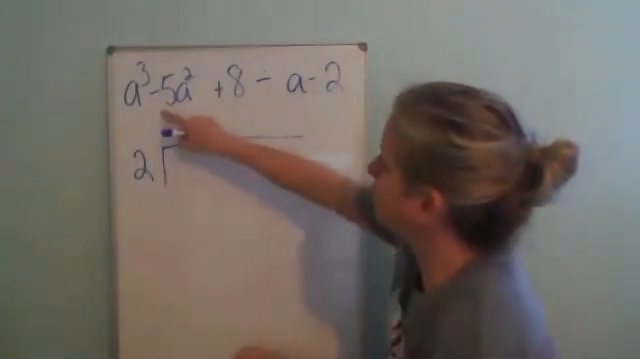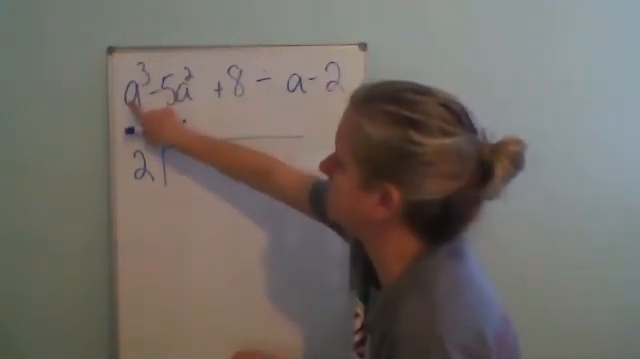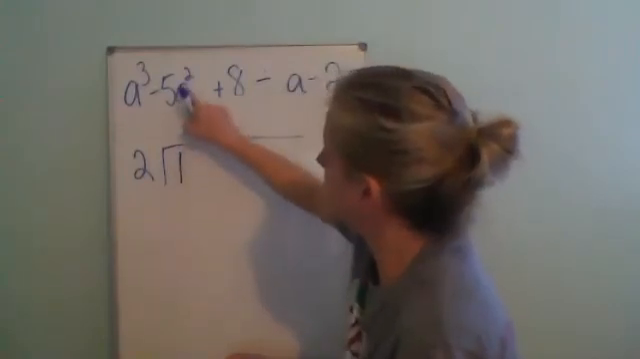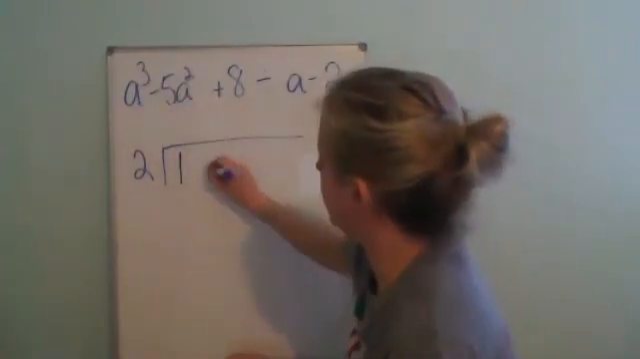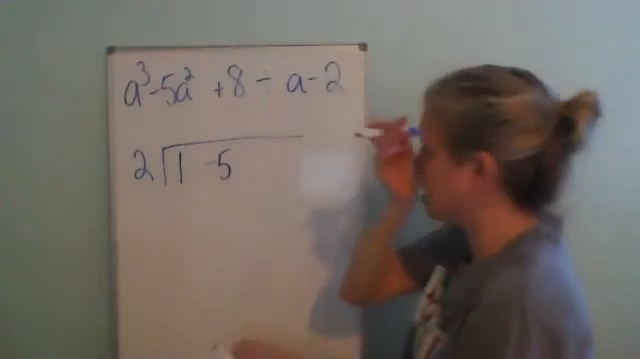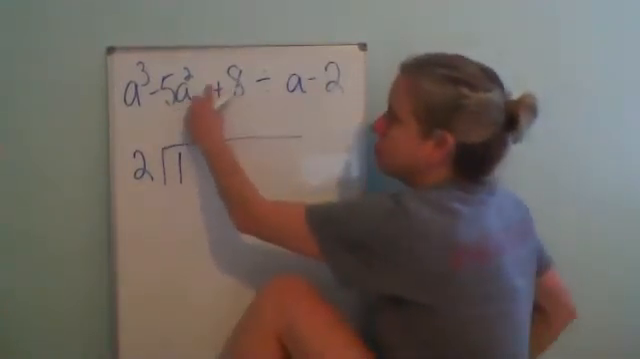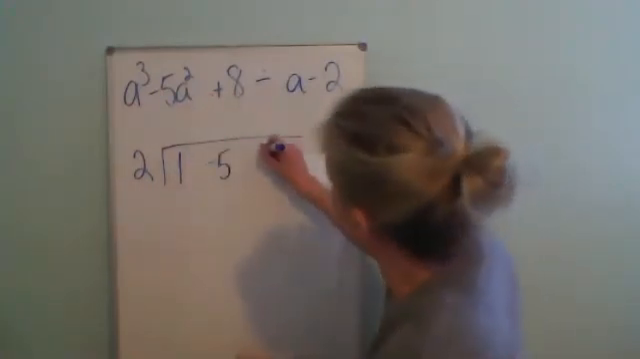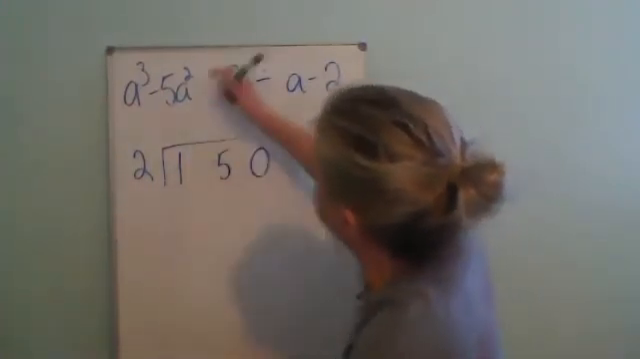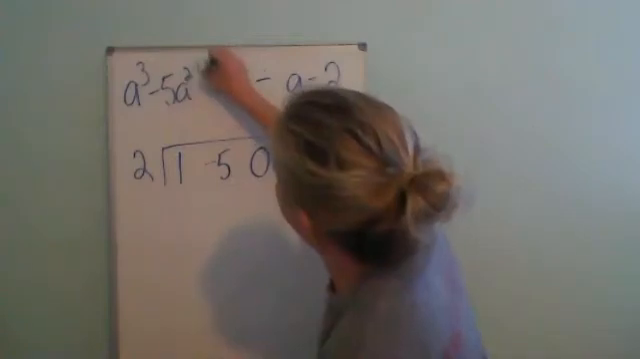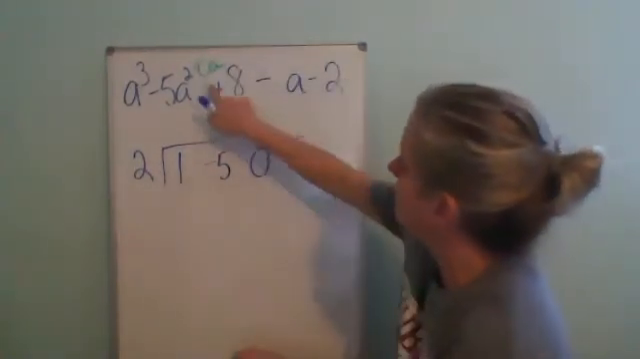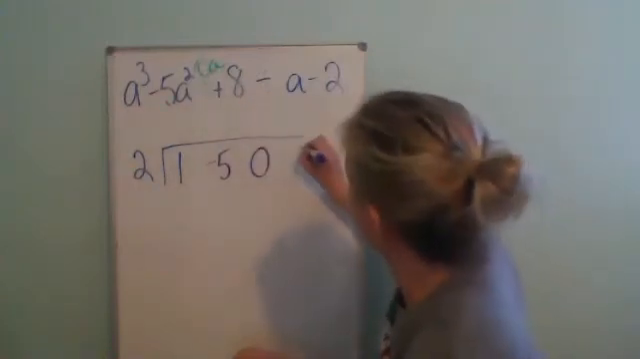Now remember, when you're filling in, what's in front of a to the 3rd? A 1. What's in front of a squared? A -5. But what should come after a squared? There's a missing a right here. So for the missing ones, you have to fill in a 0. It's like there is a 0a right there. So that's why I'm filling in that 0 right here. And then after a comes your constant, which is +8.